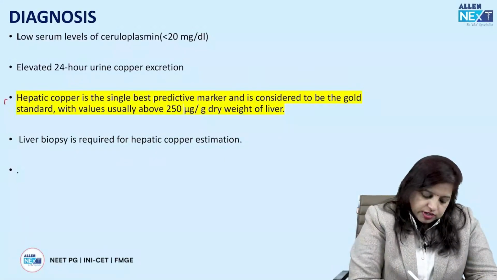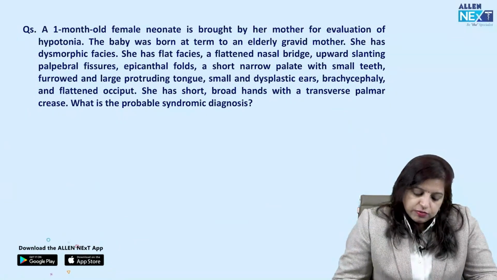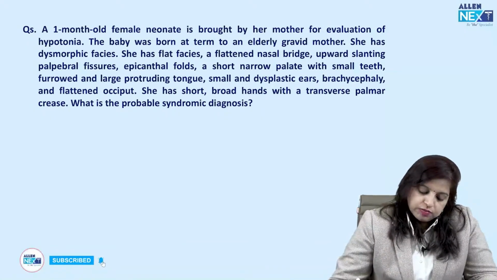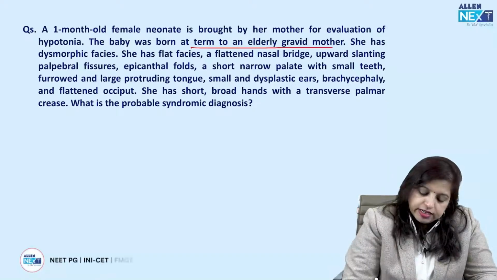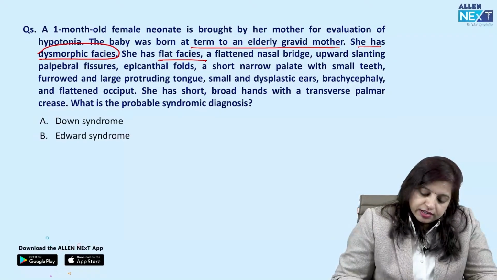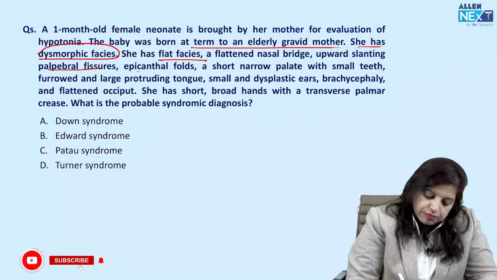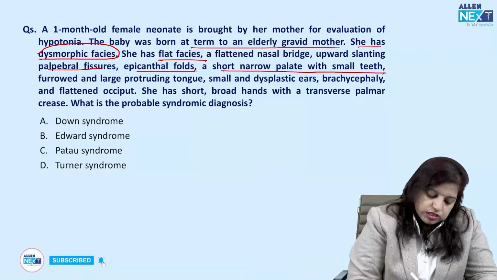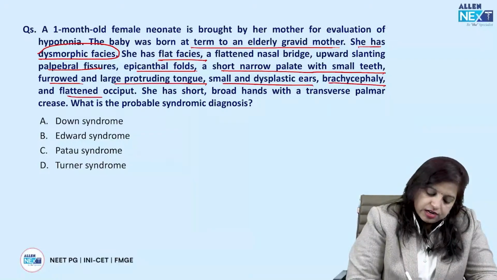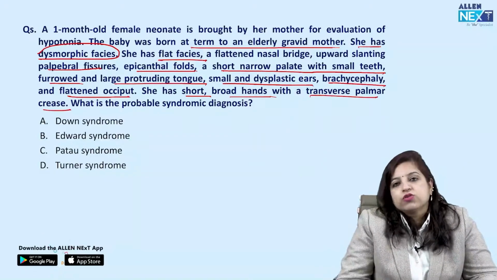So that is it. We have already discussed this, right? Treatment we have discussed. Now, a 1-month-old child, female neonate, is brought by her mother for evaluation of hypotonia. The baby was born at term to an elderly gravid mother. She has dysmorphic facies, flat facies, a flattened nasal bridge, upward slanting palpebral fissure, epicanthal fold, short narrow palate with small teeth, furrowed and large protruding tongue, small and dysplastic ears, brachycephaly, flattened occiput, short broad hands with a transverse palmar crease. What is a probable syndromic diagnosis?